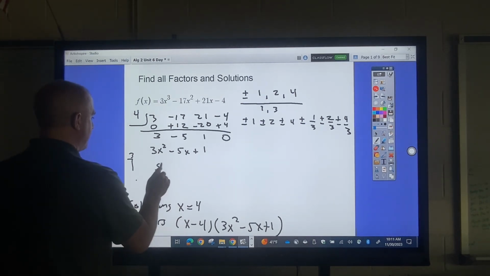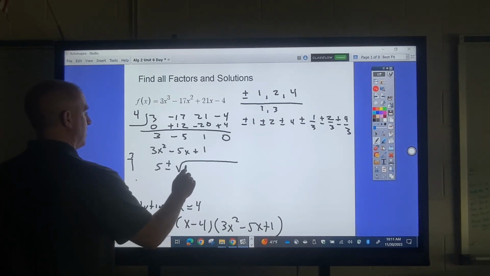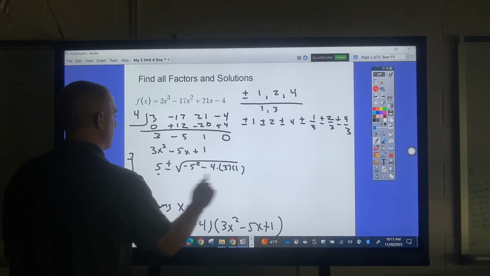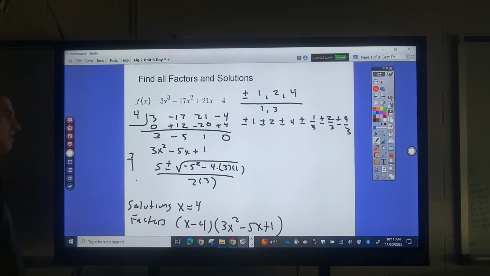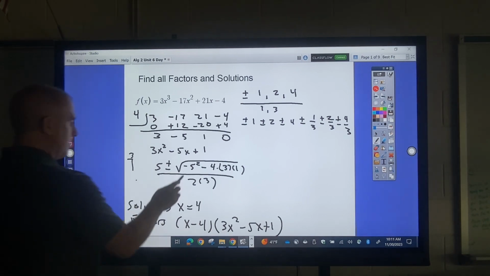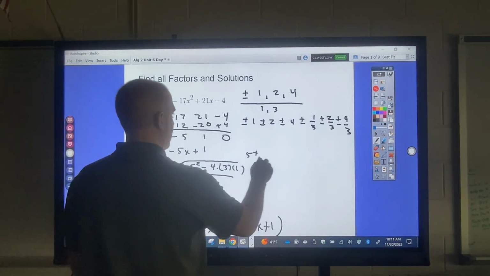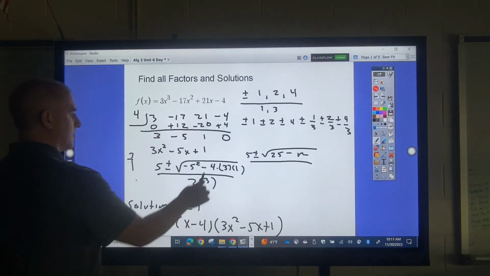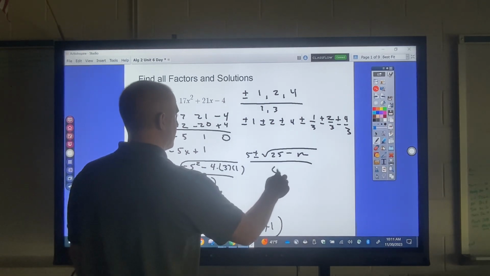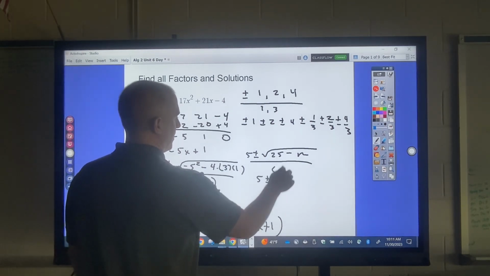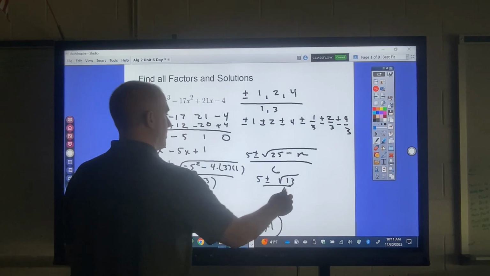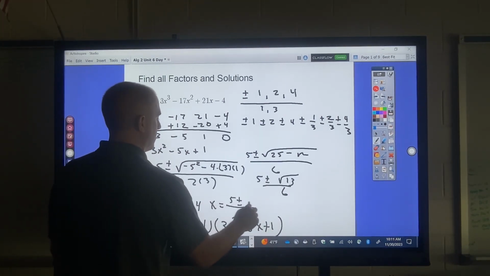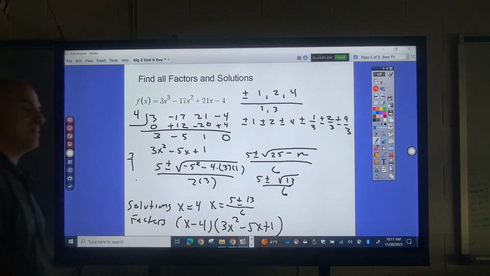So I got 5 plus or minus the square root of -5 squared minus 4 times 3 times 1, all over 2 times 3. So that's going to be 5 plus or minus the square root of 25 minus 12, over 6. That's 5 plus or minus the square root of 13, over 6. 13 is a prime number, so that's going to be my answer.